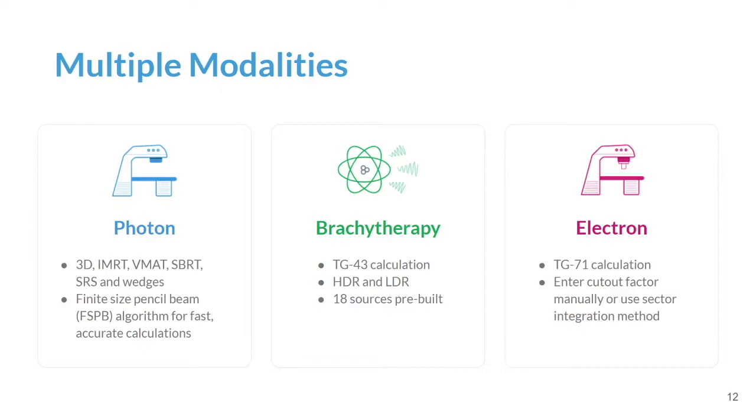With brachytherapy, we're utilizing a TG43 calculation. We do support both HDR and LDR, and we have 18 sources that have their pre-built TG43 data already in our application, so you can really hit the ground running with that. With electrons, we're doing a TG71 calculation. For the cutout factor itself, we do have an automated way to calculate that using our sector integration. And then you always have the other option to manually enter the cutout factor if you'd like.